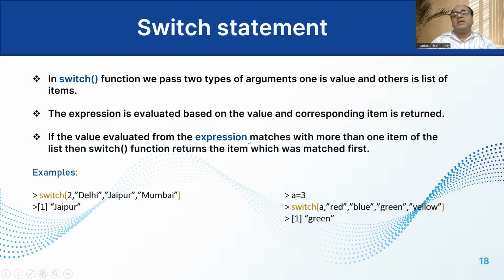Now, the switch statement is another statement that we use in R programming. When we use a switch statement, it will switch to the particular case expression that is being provided. So we pass two arguments.